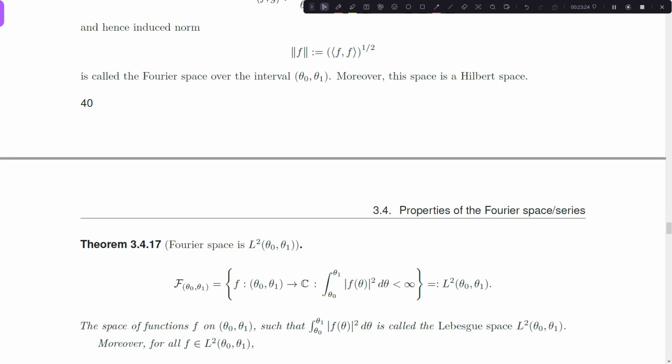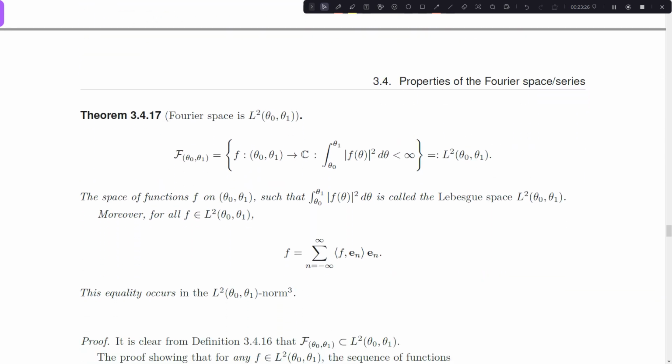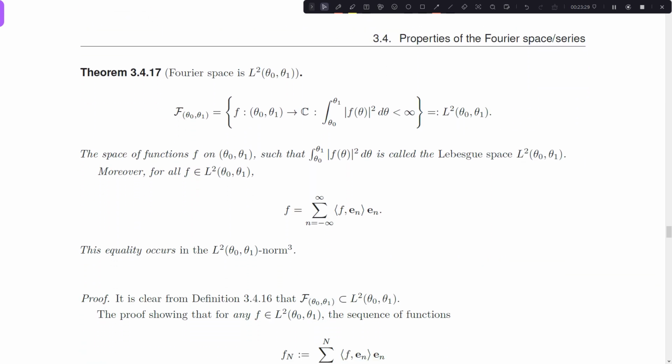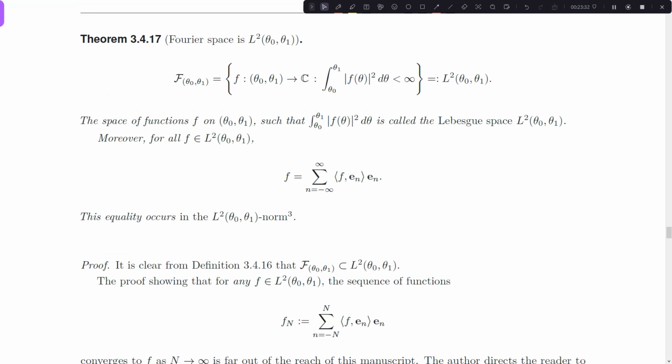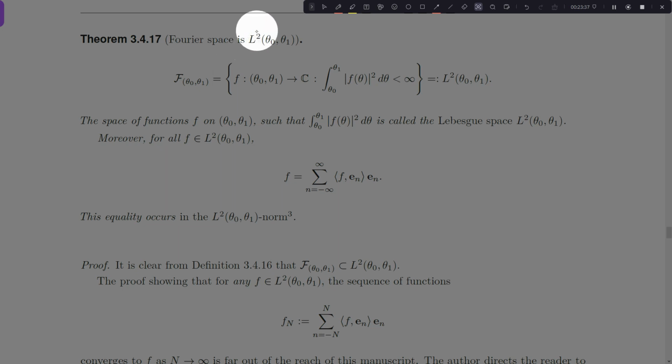There's a very interesting theorem that I'm going to bring up now. It's not actually something that I want to talk too much about, but it's something that I should bring up. And that's that, in fact, the Fourier space is this interesting other space that might sometimes get tossed around, capital L2 of theta 0, theta 1. And the way we would normally define capital L2 of theta 0, theta 1 is the functions for which their magnitude squared over the bounds is finite.